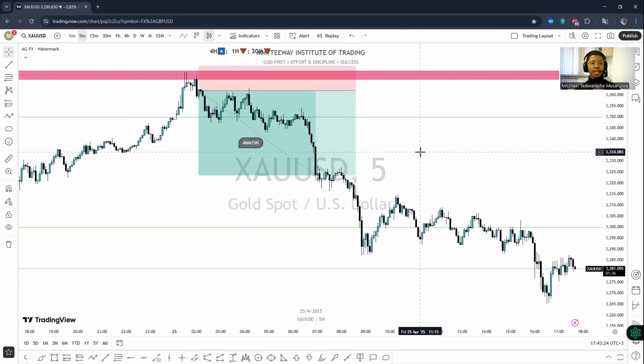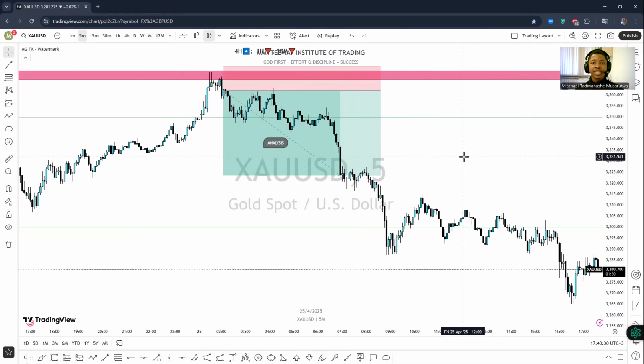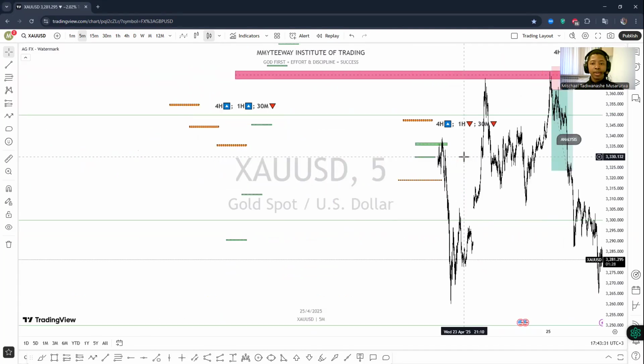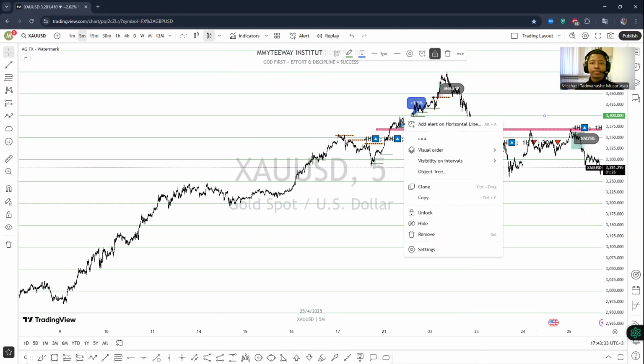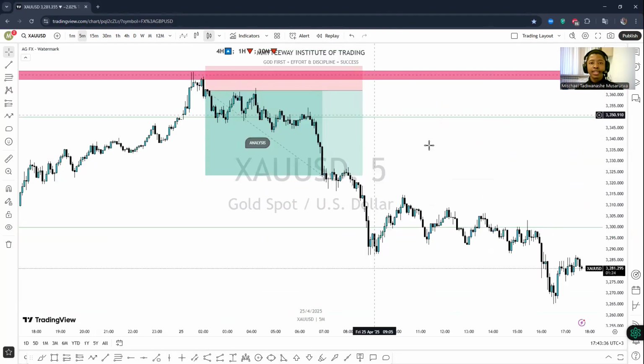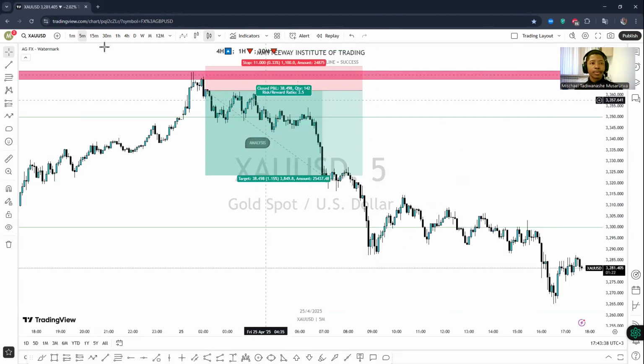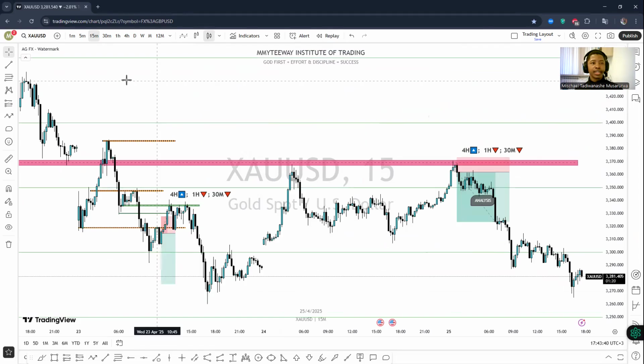So getting straight into our charts, I'm going to be talking first of all about the 4-hour demand and supply zone, right? I think I reset this. I deleted everything on the gold chart. Let's look at other pairs.